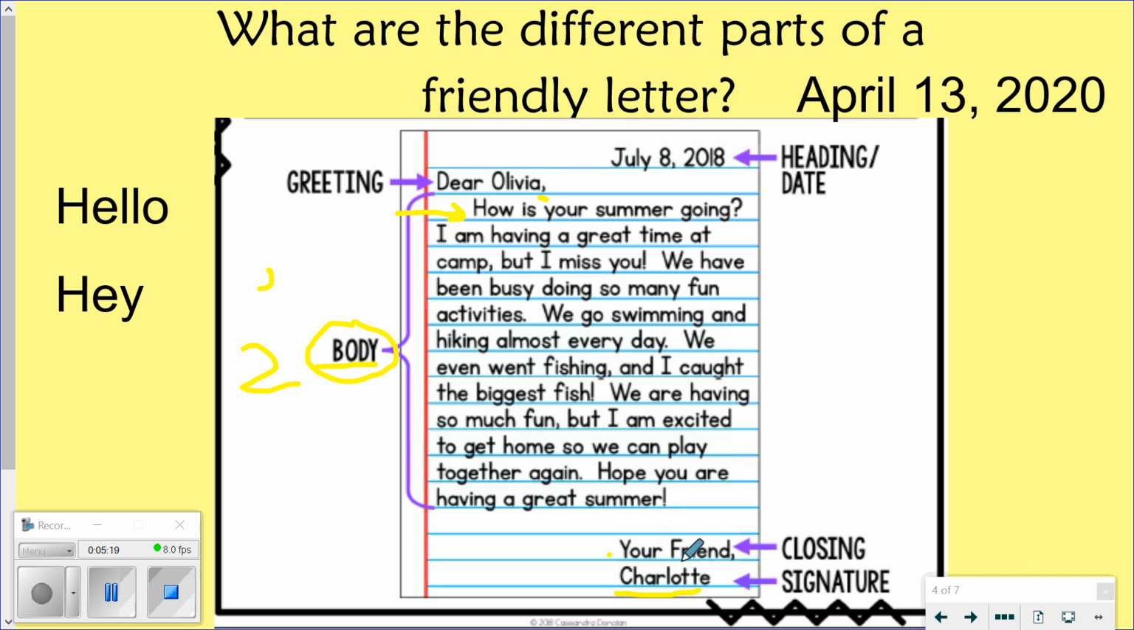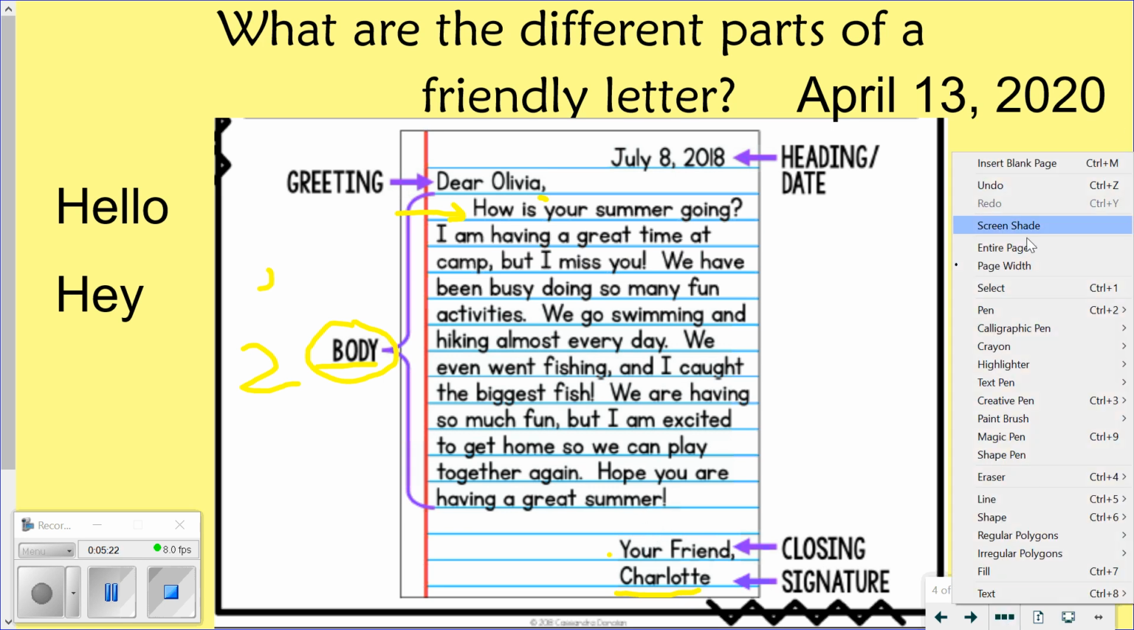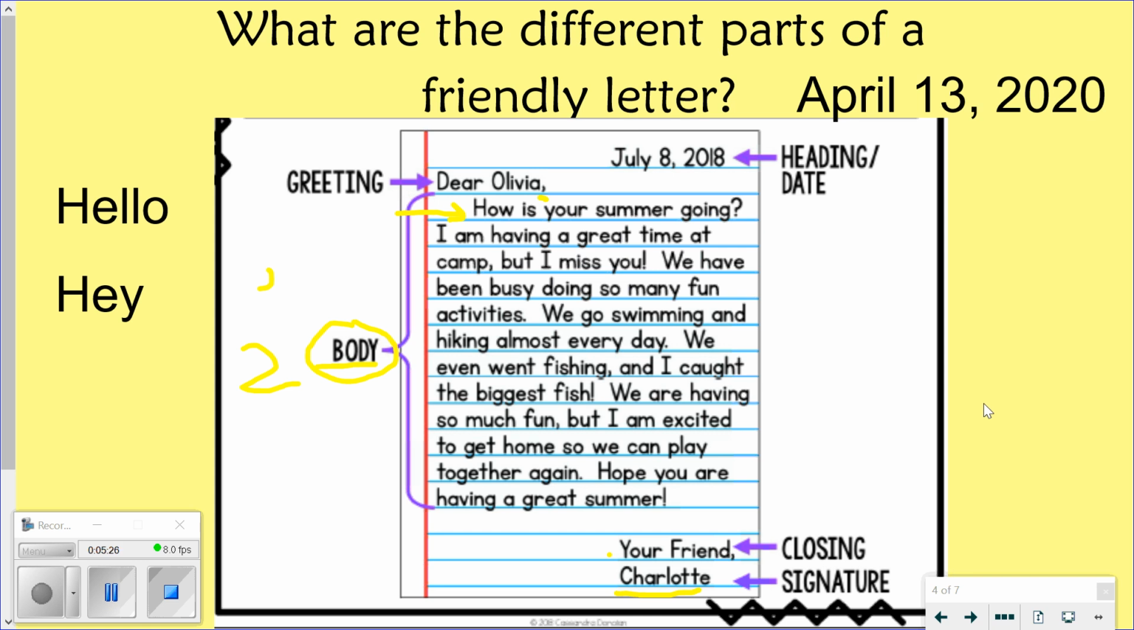So at the end, you can write, let me get my typing back out. At the end, you can write sincerely, but that's pretty formal, so we'll save that for a different one. Your friend is a good one. Love, miss you, whatever it is you want to write. Those are some things, and you always put a comma after. Love, or love Charlotte.